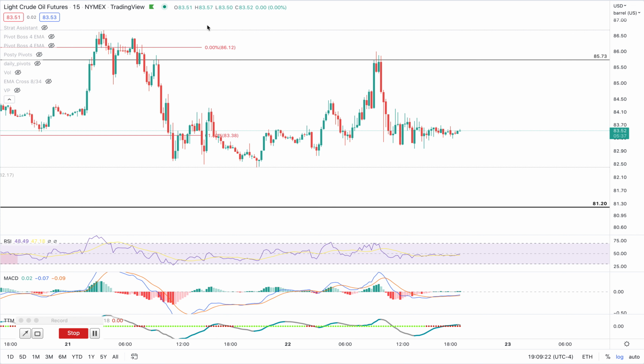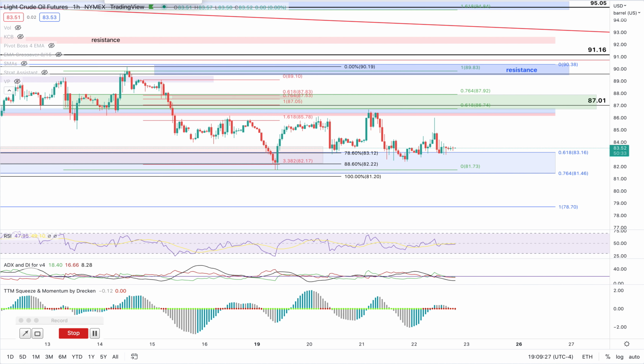So that's the 15-minute. Then go up a level to the 1 hour. Look what you have. You have a squeeze again. Now this does have the histogram still on there, and I like this because it's relatively staying flat. So that's a good setup on the 1 hour.